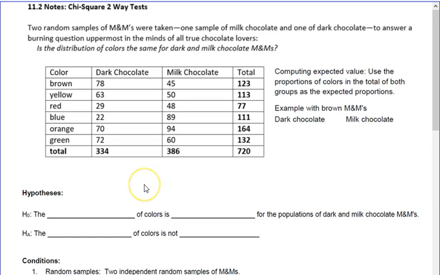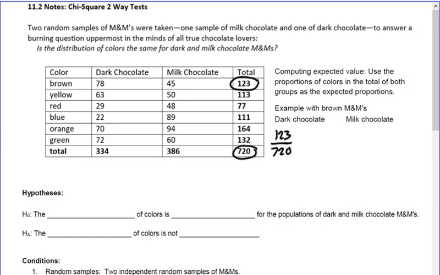Let's say the question here is whether the distribution of colors is the same, so we see different distributions here. But if we were expecting the same proportions of every color in both dark and milk chocolate, we would be looking at the overall proportions. In other words, overall 123 out of 720 are brown. So what is that proportion? 123 over 720, which turns out to be about 17%. About 17% brown overall.